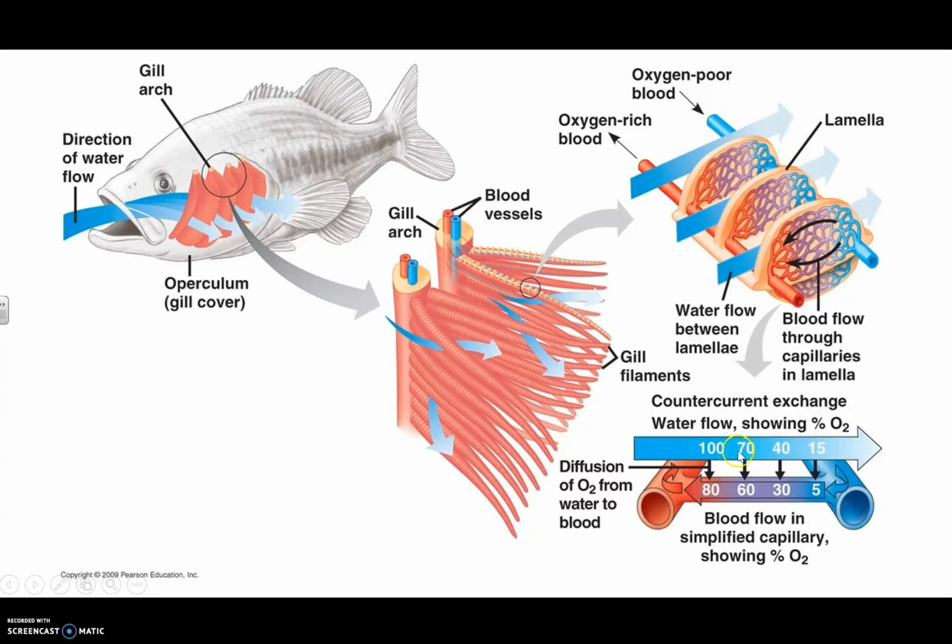And then as this water crossed, now it has less oxygen, so we're seeing 70%, but it is still higher than the 60, and that's because the blood came from this direction. So it's kind of going from right to left, and the water here is going from left to right. And so again, all along the way, it's passing oxygen.